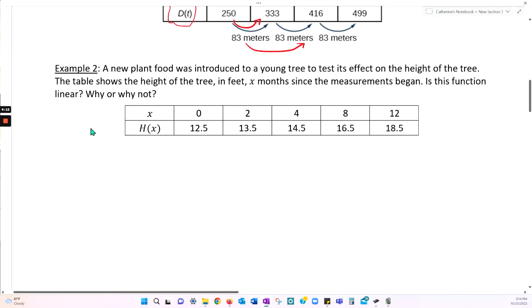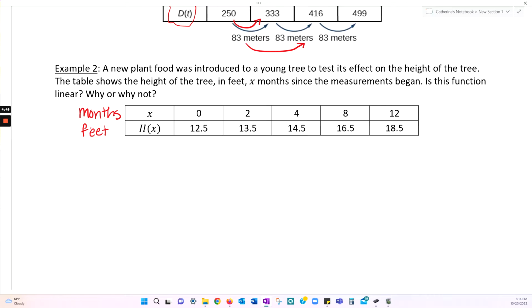Let's look at example 2 to see another example of this. So a new plant food was introduced to a young tree to test its effect on the height of the tree. The table shows the height of the tree in feet, x months. So this x is months here. Okay, so x months, and then this is feet, h of x, h for height.